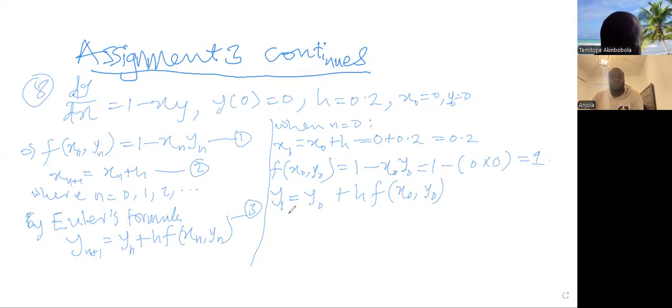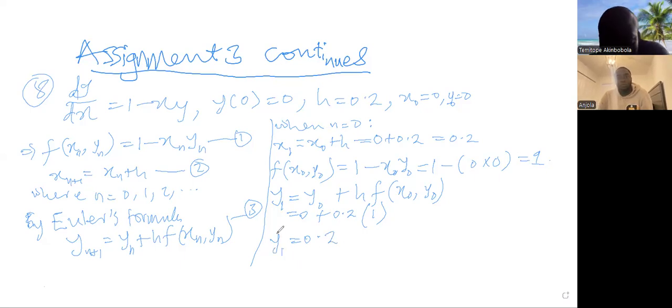So we have determined y naught. What is y naught? We just determined that, 0 from the initial condition given to us, plus h, 0.2, times f of x naught, y naught. f of x naught, y naught is 1. So that will be 0.2 times 1 plus 0, which is 0.2. So y1 is 0.2. We have solved for that.